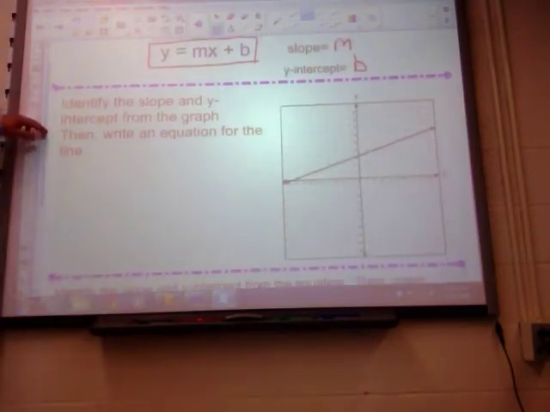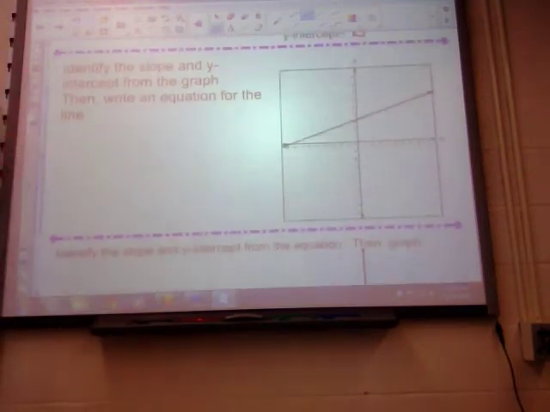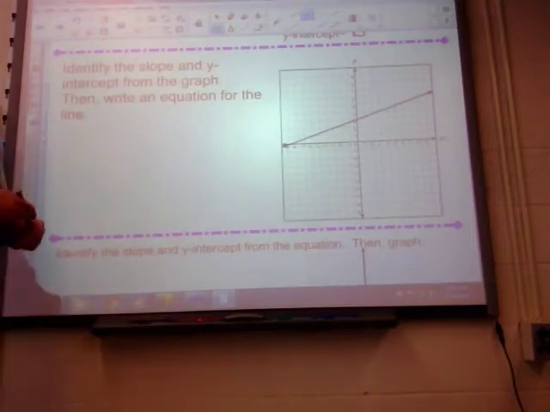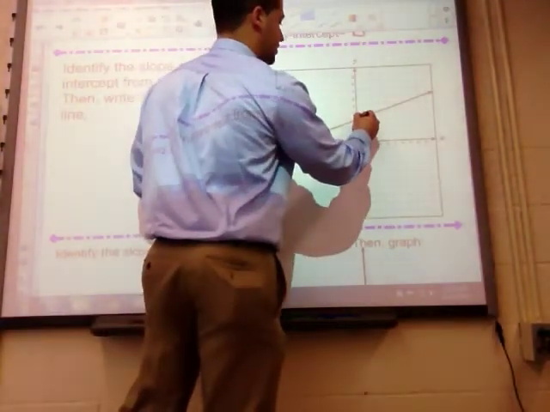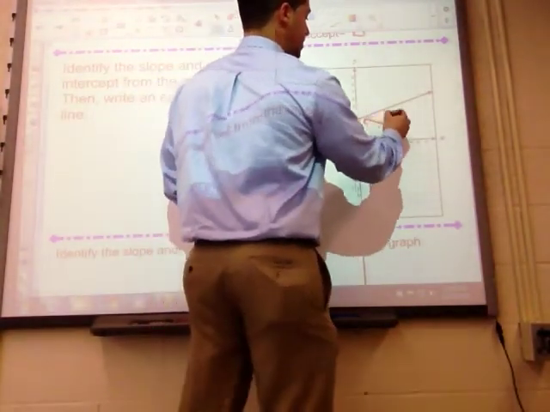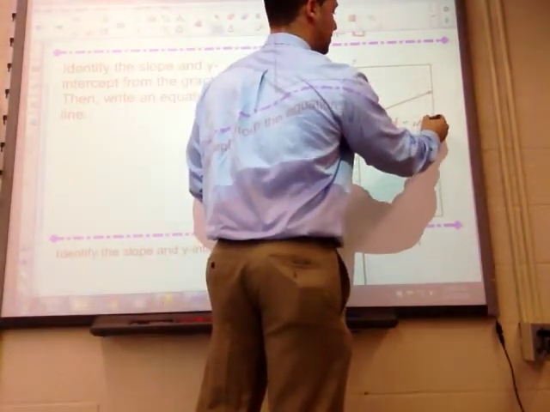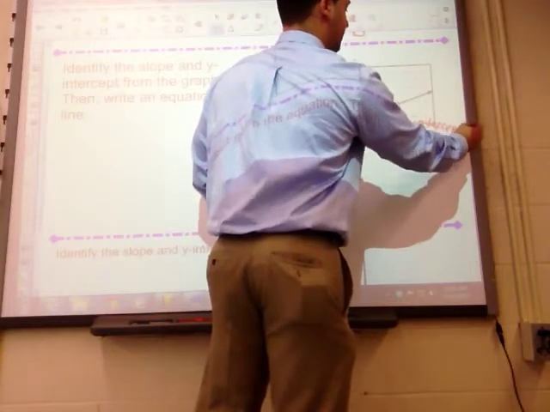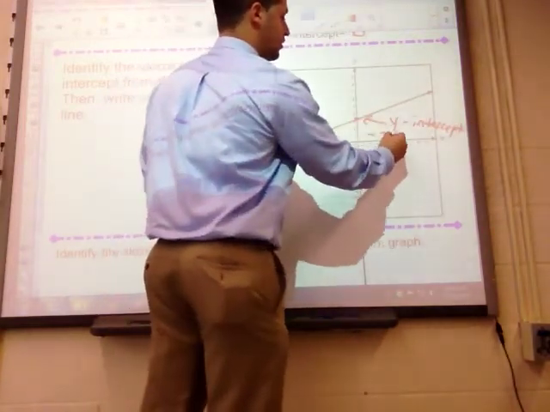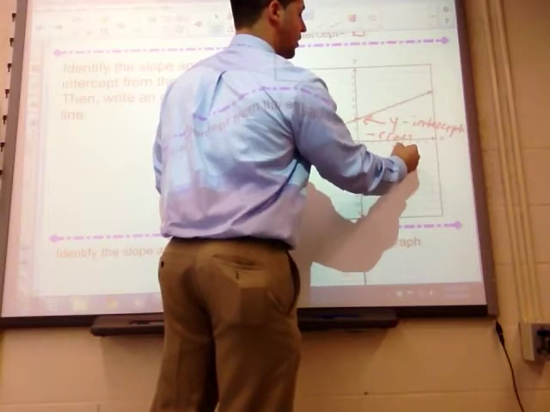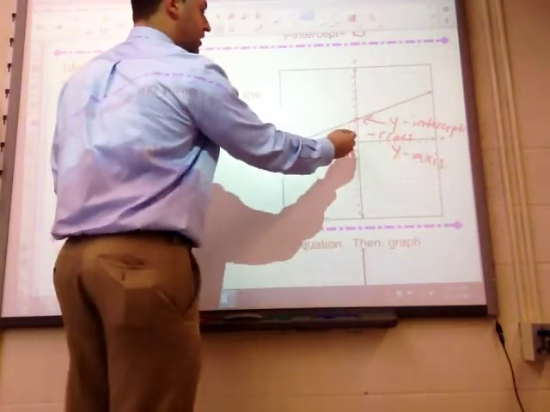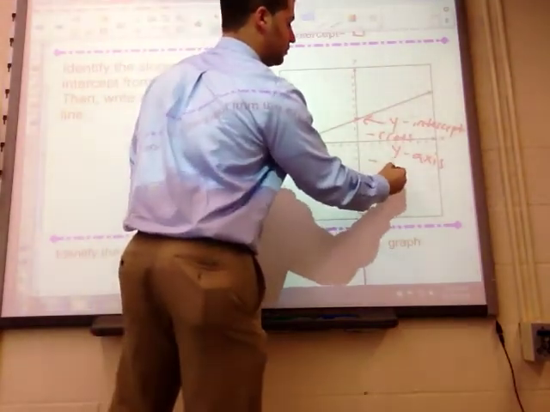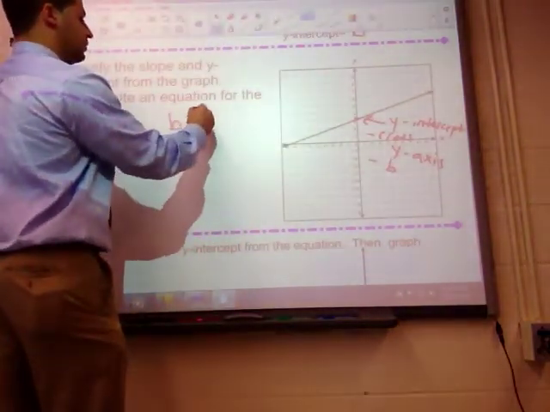So looking at this line, it's asking us to find the slope, y-intercept, and then write the equation. Well, the first thing that's easiest to find is the y-intercept, and that's where we cross the y-axis. So this is the y-intercept. If you find this point, it's your b. So b equals 3.